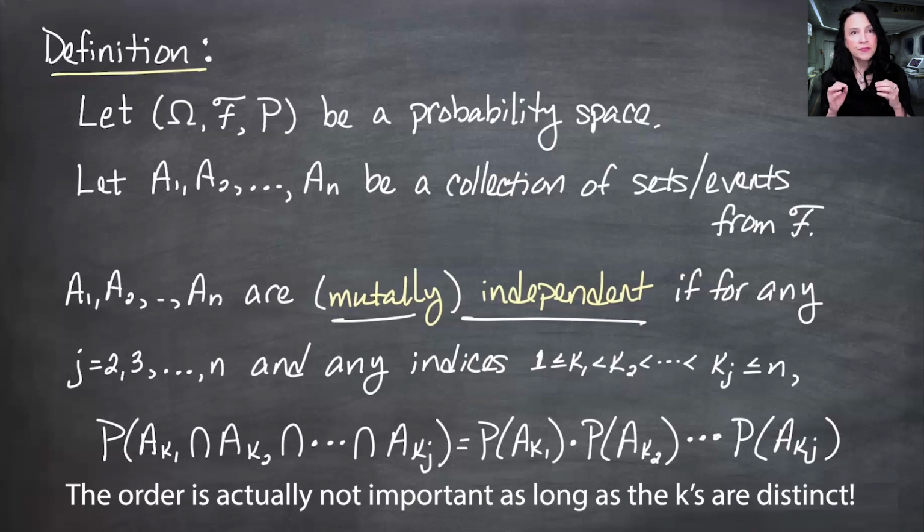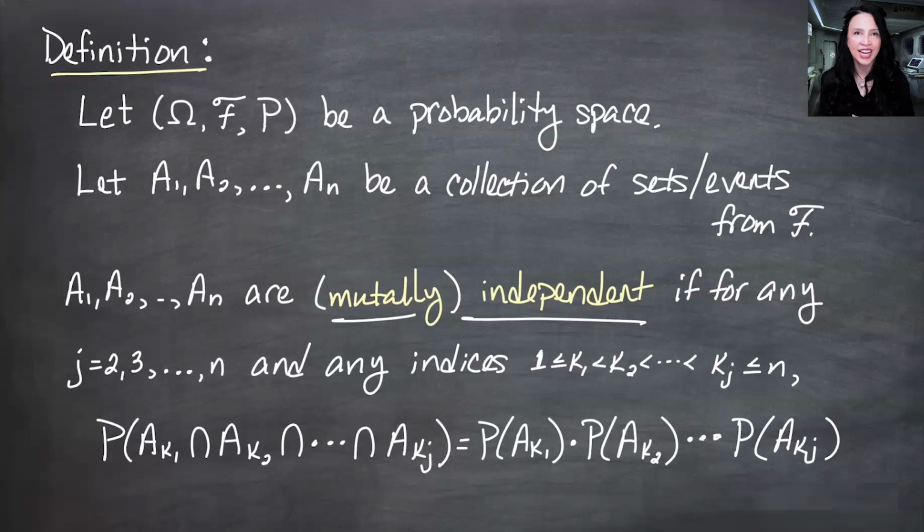In other words, this multiplication, this intersection becoming a multiplication of probabilities, has to hold for every pair of sets and every triple of sets and every quadruple of sets and so on. This is the definition of independence of sets, or more specifically, mutual independence, not to be confused with pairwise independence that I'm going to come back to in a moment.